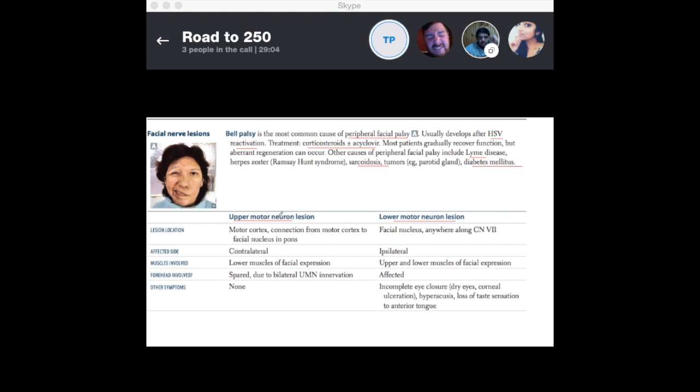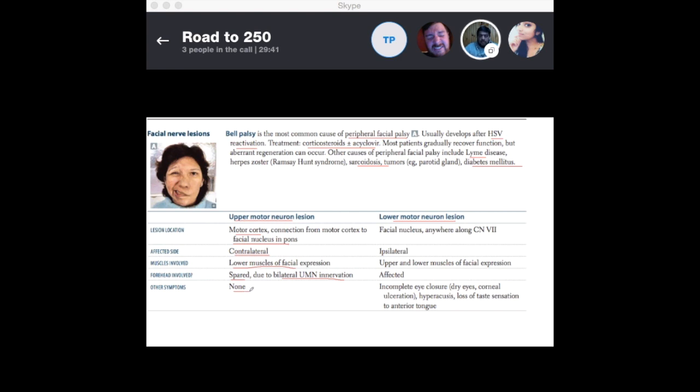If you have an upper motor neuron lesion, the lesion location is probably going to be the motor cortex or the connections from the motor cortex to the facial nucleus of the pons. I have a picture, but I just want to go over these words before I show you the picture because it kind of covers half of it. The affected side will be contralateral, and the muscles of facial expression, so think of the lower half of the face. Is the forehead involved? It's usually spared because of the bilateral upper motor neuron innervation.